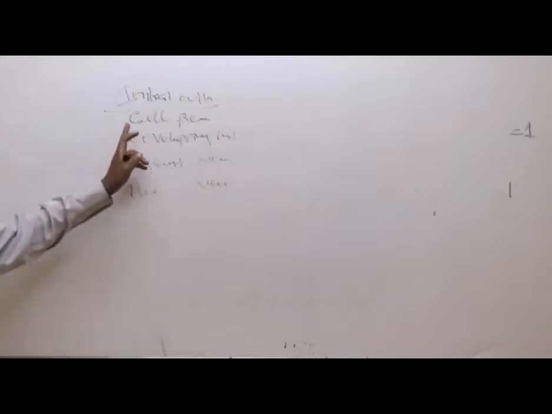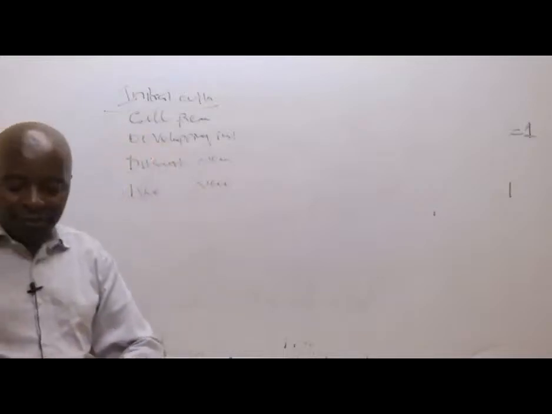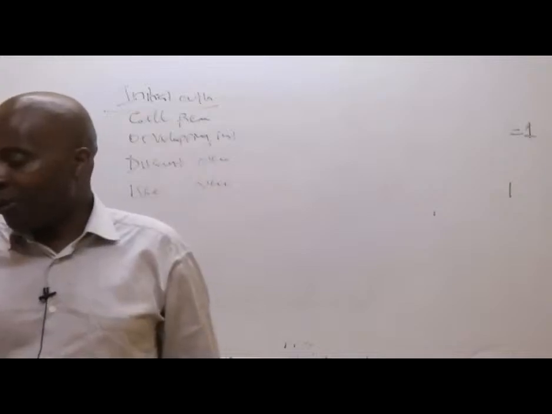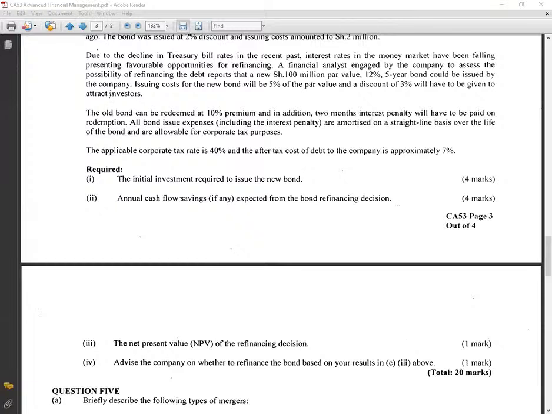So kama ni call premium, wamekuambia call premium ni nini? Wamesema hapa: the old bond can be redeemed at 10% premium and in addition 2 months. So 10% premium, very easy. Utakuja useme 10% of 100, which will end up giving us 10.